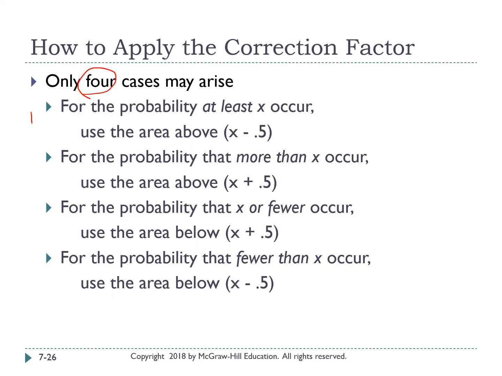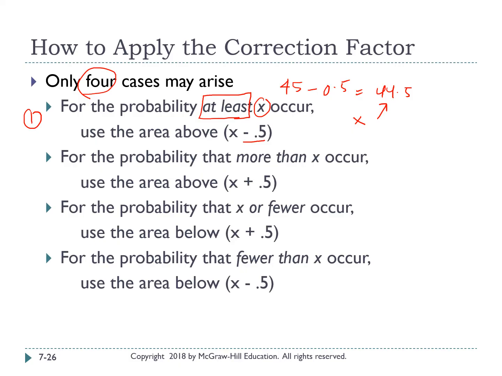The first case is if the question asks, what is the probability that at least x occur? When you see the words at least, you have to take the value of x. X is your observation, for instance 45. Take this value, 45, and subtract 0.5. So 45 minus 0.5 gives 44.5. This is your new value of x.